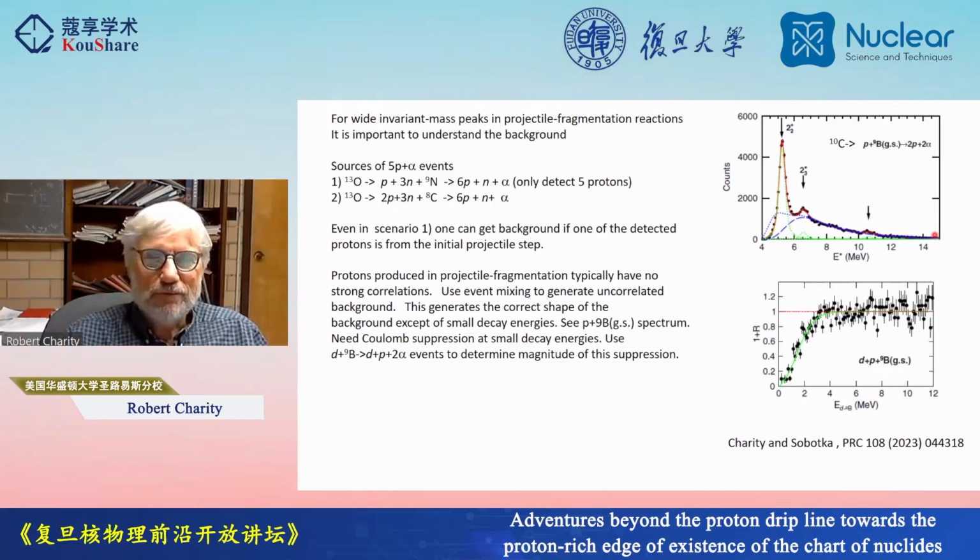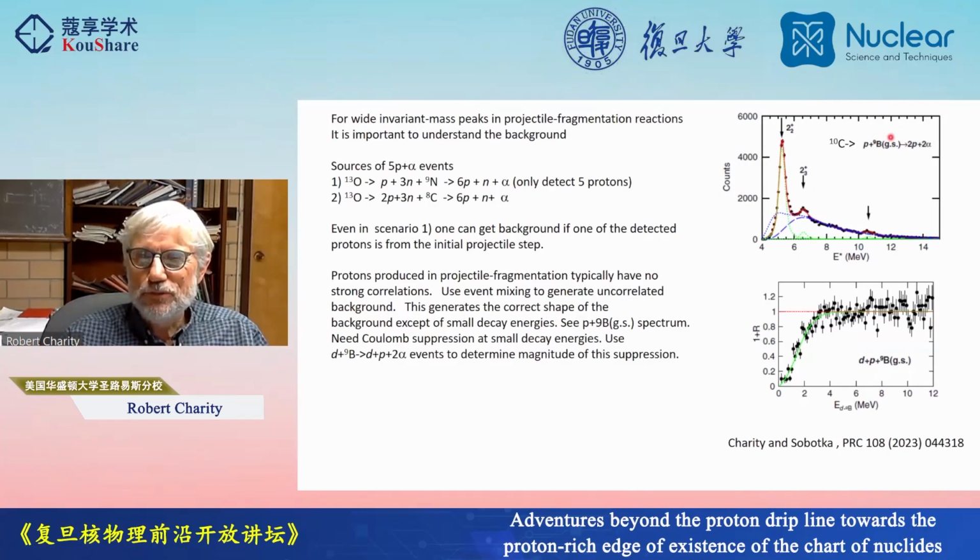How do we know what the background looks like? Well, these projectile fragmentation reactions have been studied many times, and there are no strong correlations. So if you produce the proton and boron-9 in a projectile fragmentation reaction, we expect no strong correlations between this proton and the decay products.